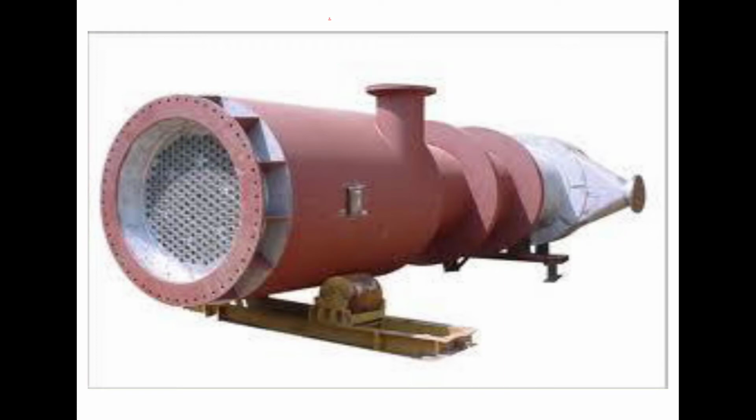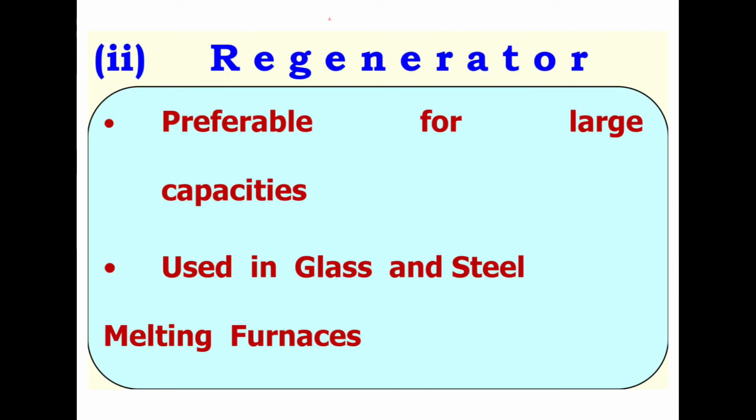This is another recuperator. On the right hand side you can see the air outlet. On the left hand side you can see the gas inlet tubes. This is a horizontal type recuperator, a radiative recuperator, and also a regenerator, preferable for large capacity use in glass and steel melting furnaces.